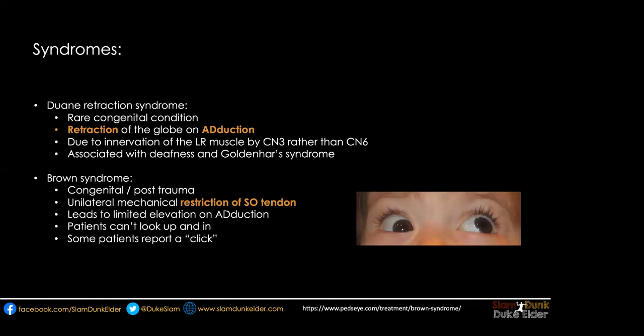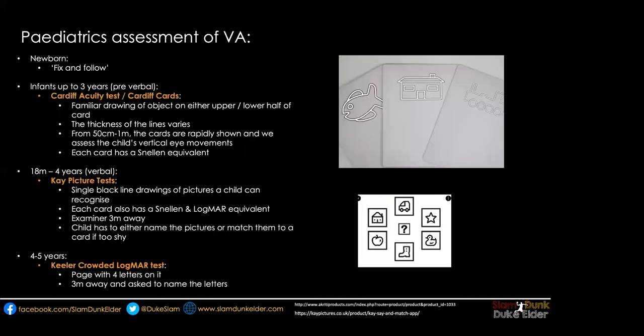So with children, obviously we can't assess their vision as we do with adults with the Snellen chart. And depending on how old they are, we use different techniques to assess this. So with newborn children, obviously they're not going to recognize much at all. So we do quite sort of similar to what you do in the cranial nerve exam. This is called fix and follow.